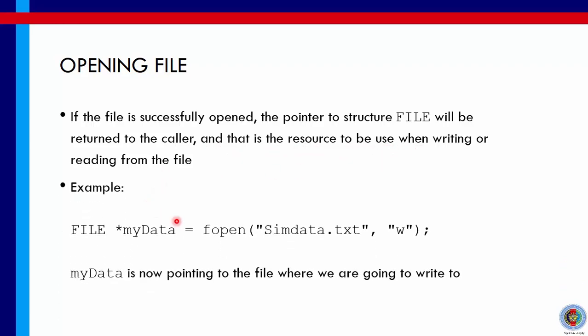Example, we open the file. The file that we open is simdata.txt. For example, we want to write to this simulation file. So this is how we assign it. So now my data is pointing to the file where we are going to write to.